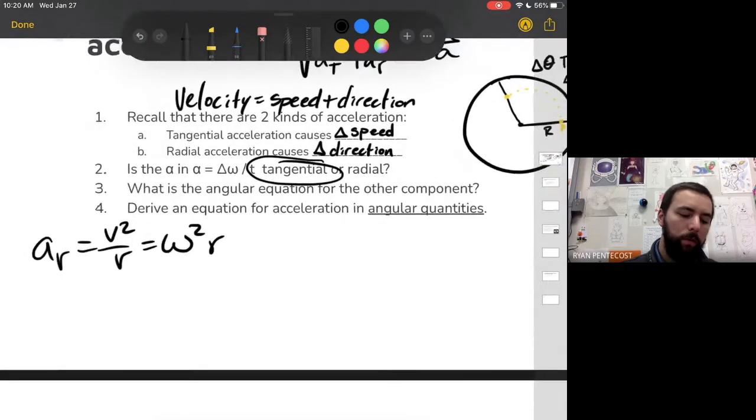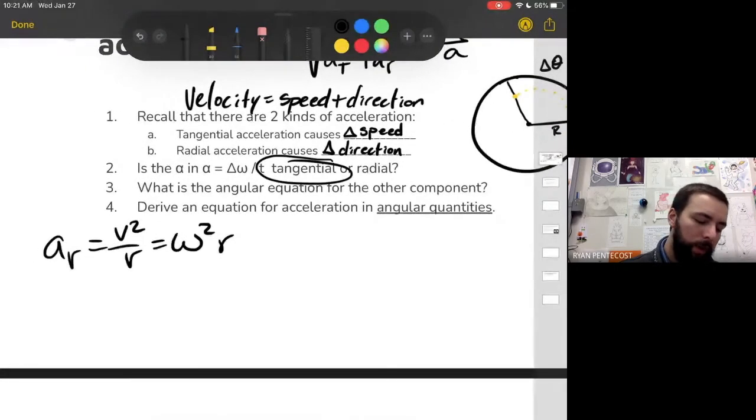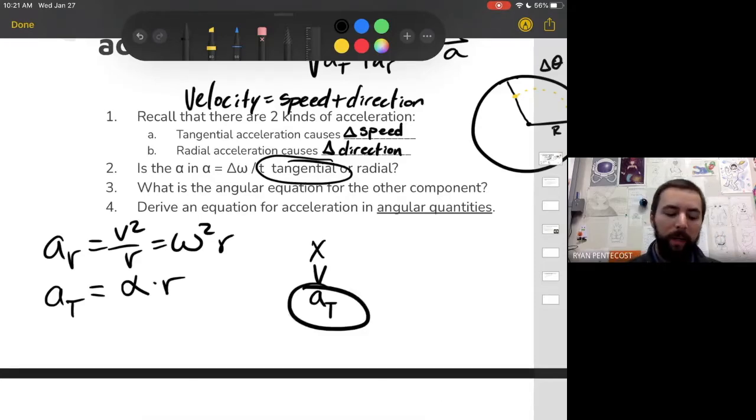Now, we also know an equation for AT. AT has an equation that we've already used to go back and forth between linear and angular. This is alpha times radius. This is the bridge equation. So when we have x, v, and a, that's the a we're talking about. That is the exact same acceleration that we talk about when we say tangential acceleration. So we've got these two equations to get our linear components into angular components.